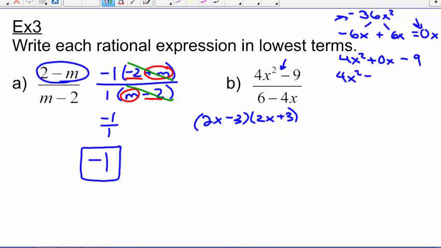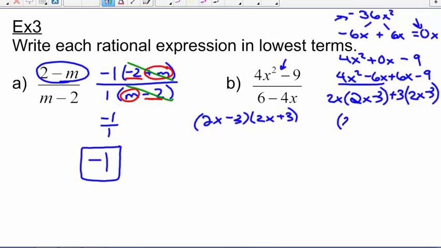So I put those in. I do my factor by grouping. The first two, I'm going to pull out a 2x. I have x minus 3 left. 2x minus 3. I pull out a 3, and I have 2x minus 3 left. So I have 2x minus 3 and 2x plus 3. Exactly what I found by guess and check as well.